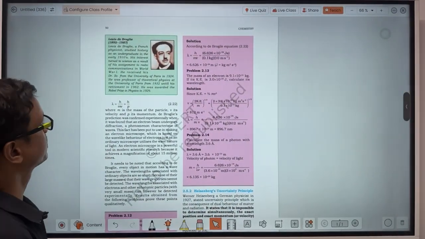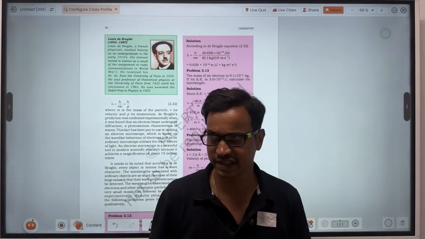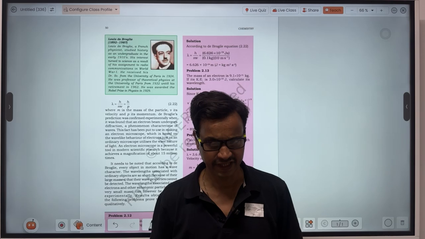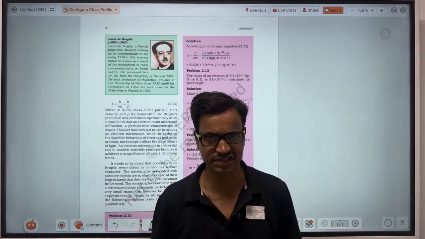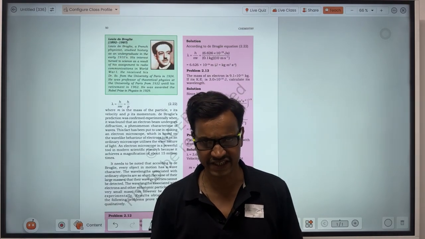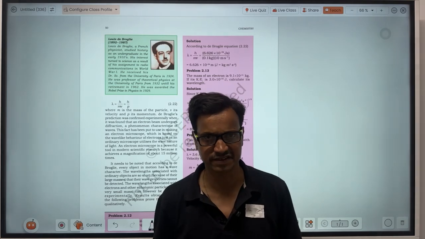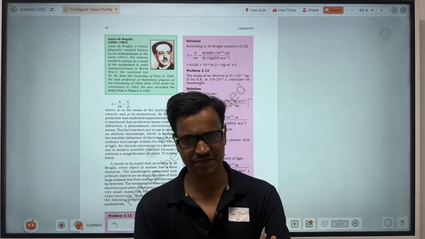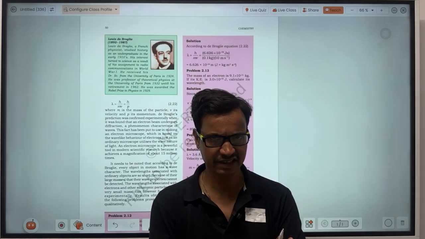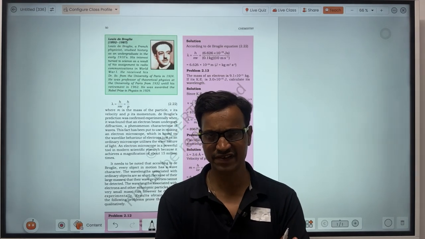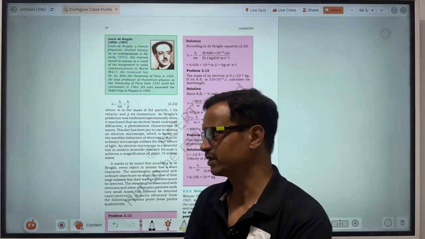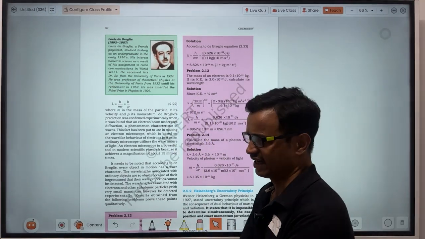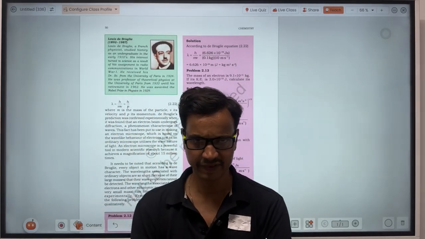De Broglie stated that whenever any object is in motion, that object will possess the particle characteristic as well as the wave characteristic. So when it is a particle, it will have momentum, and when it acts as a wave, it will have wavelength.